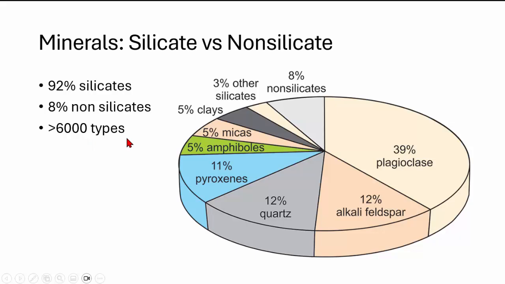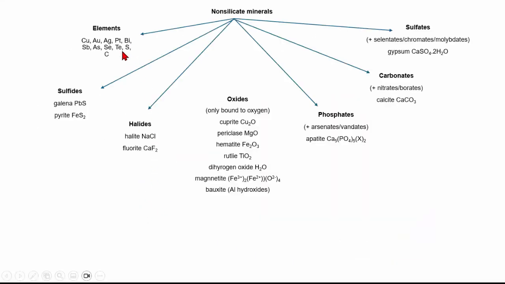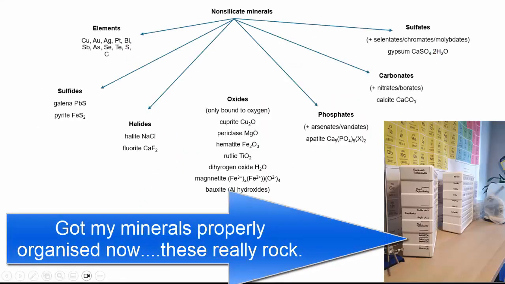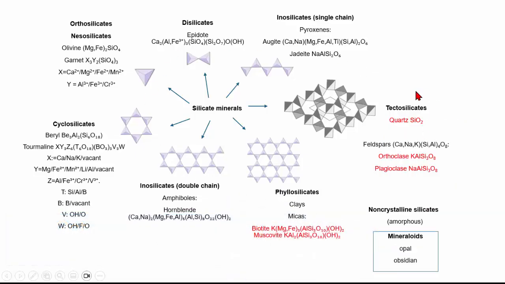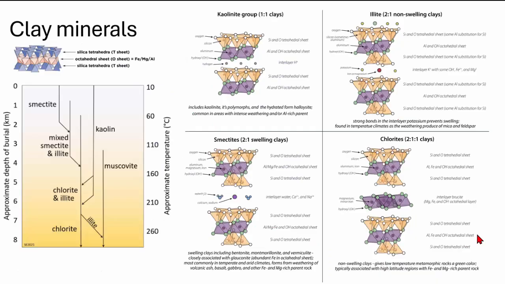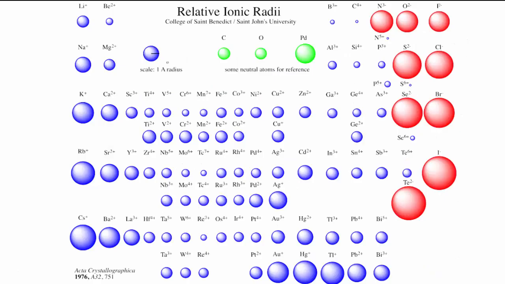So there's thousands of minerals, and pretty much all of them are these silicates. So the non-silicate minerals are over here for reference, and the silicate minerals are here. And we're going to talk about these ones, and we'll touch on these too. The clays also just for reference. And so these are the periodic table trends.